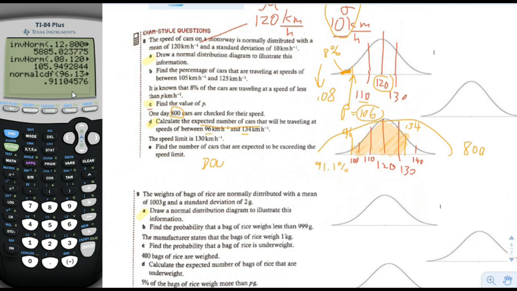So you take 800 and you multiply times 0.911. You don't multiply times 91.1, you're going to get a huge number. You're going to multiply by 0.911 because 91.1% means that it's 91.1 divided by 100. 800 times 0.911. Enter. 728.8. Okay? So that is the number of cars that drive between 96 and 134.